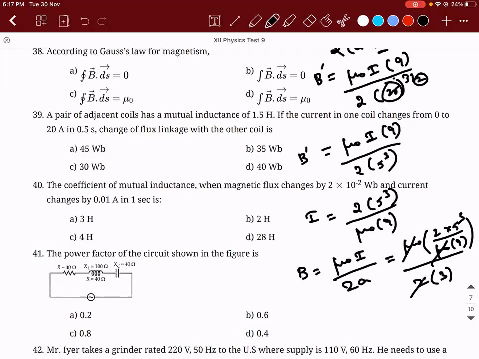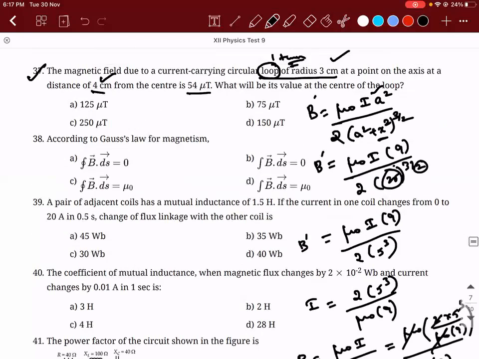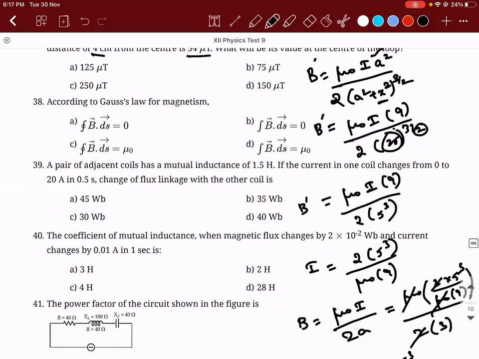So mu naught, 2 and 2 will get cancelled. It will become 5 power 3 divided by 3 power 3. This is the value. So 125 divided by... no option.